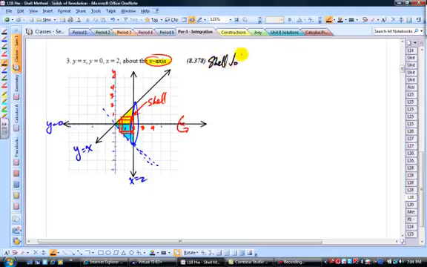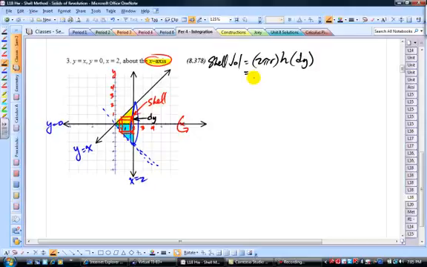Shell volume. And remember, that's 2 pi r times h times your thickness, which in this case, thickness right here is dy. So it's going to be dy times the thickness. So I need to write all my functions with respect to y now. Keep that in mind. So what we have to do is define the radius and the height before we find the shell volume.